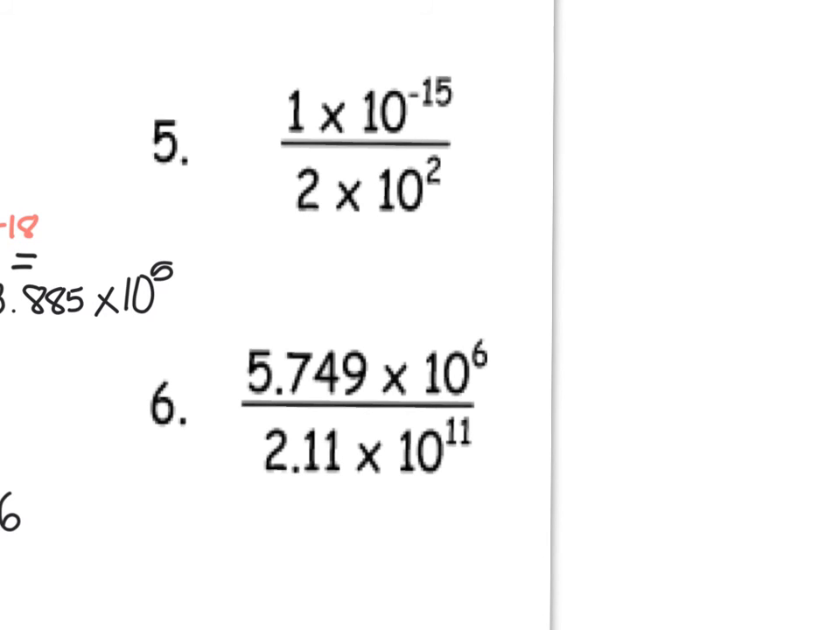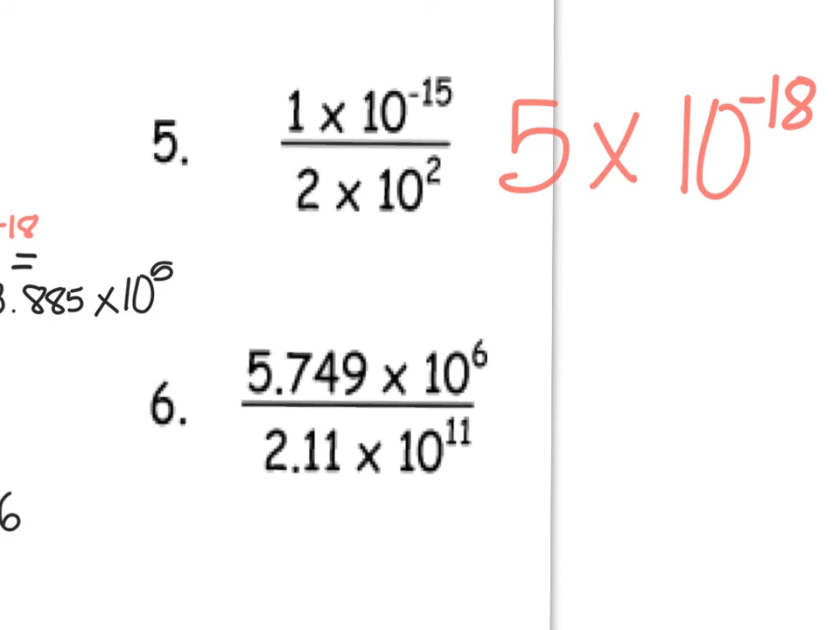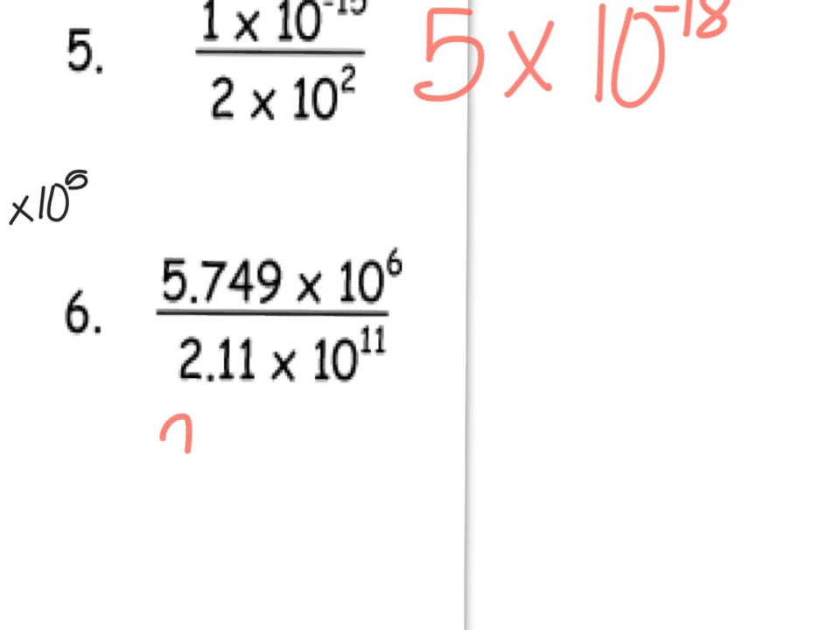So for number 5, what did we come up with? Give me a final answer, then we need to go through it. We will. All right, go ahead. Since they just gave me the 5, it said 5 times 10 to the negative 18. All right. Give me number 6. I got 2.746 times 10 to the negative 5. Beautiful.